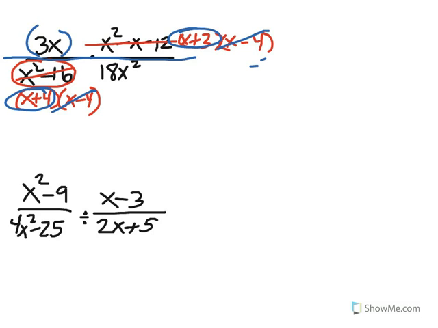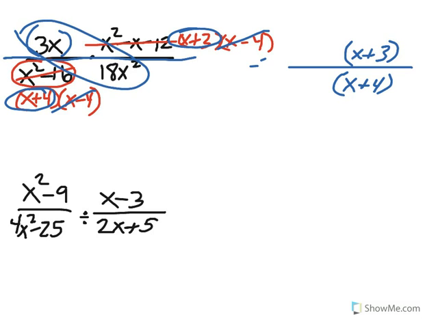So my answer is going to have an x plus 3 on top and x plus 4 on the bottom. And I'm just going to leave them in parentheses because that tells me those are one specific number that's unique. Okay? Now the rest of this stuff, well, I got this business going on here. A couple of monomials, all right? 3x and 18x squared. Well, 3 and 18 will reduce to 1/6.